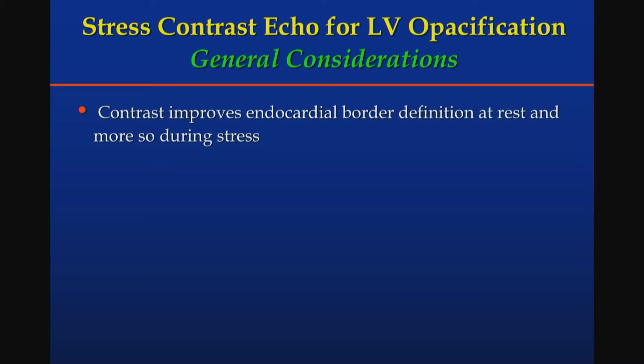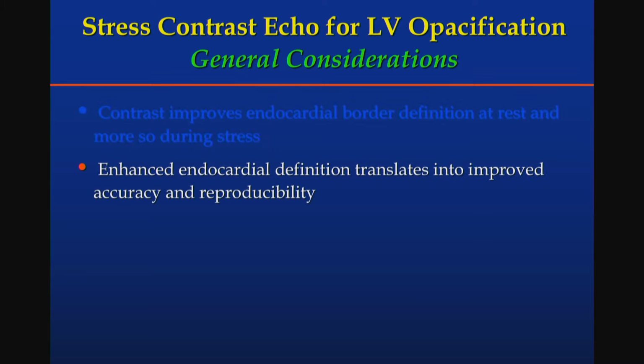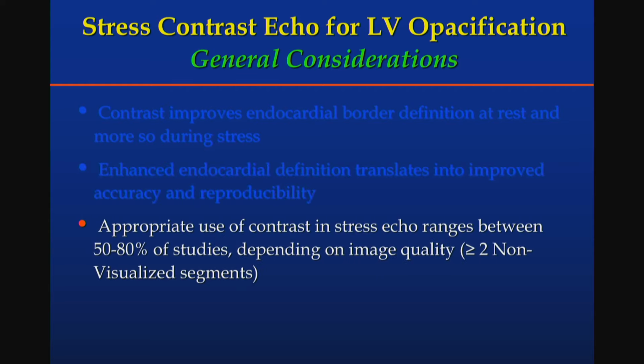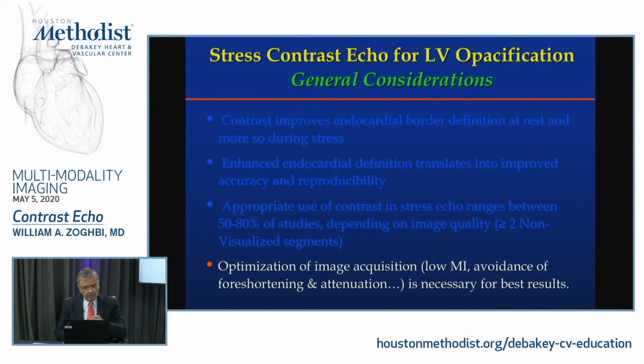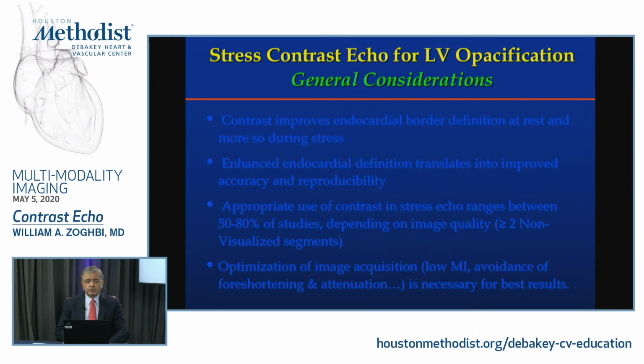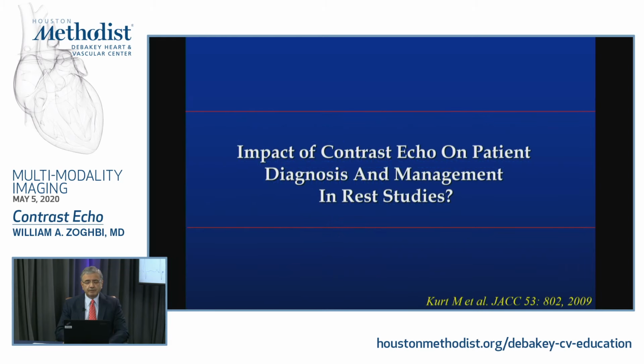So contrast in stress improves endocardial visualization, accuracy, and reproducibility. In our experience, the utilization should be between 50 and 80% depending on the population. Mostly it's about whether you are going to get good images when you stress this individual, and you make that determination on the rest image, and you have to reposition your transducer to get the best images going forward.